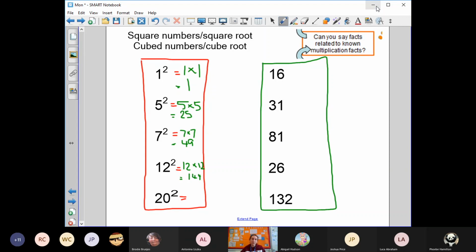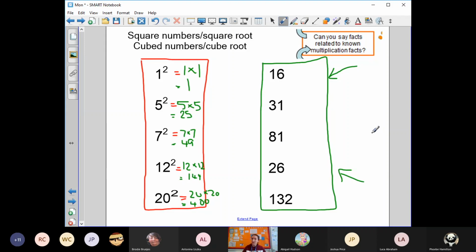So think about working through that one. Think about 2 times 2. And then think about how you'd make it 20 times 2. And then how you'd make it 20 times 20. So we know that 20 times 20 would equal 400. Well done. Cool. So which of these numbers in this rectangle here would be square numbers?